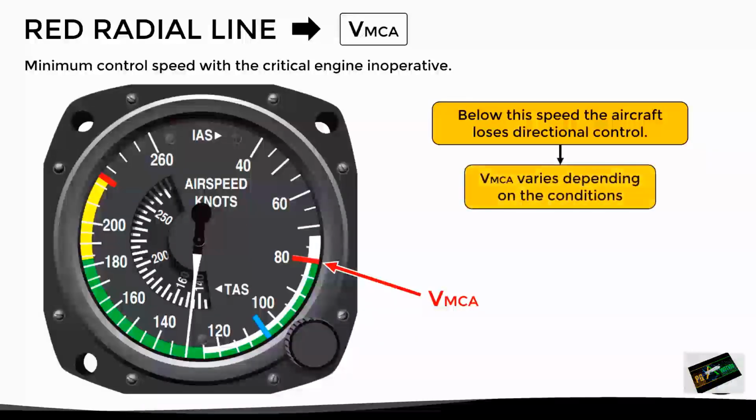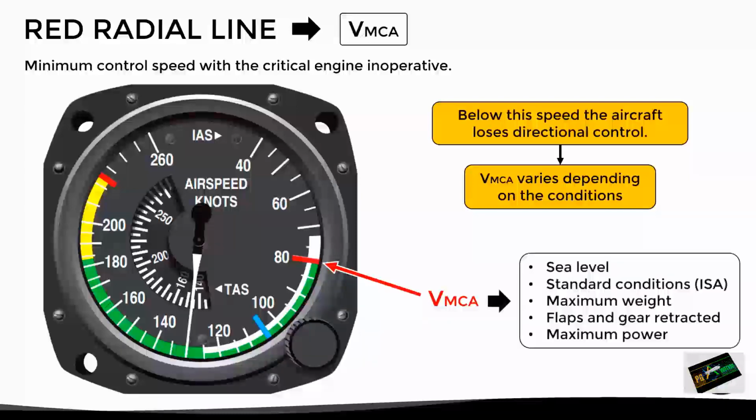So the speed marked in the instrument with this red line corresponds to the actual VMCA only under the following conditions: sea level, standard conditions, maximum certified weight, flaps and gear fully retracted, and maximum power in the operative engine. Again, if any of these conditions change, the VMCA will also change. With this we end the explanation about the colors and markings of the instrument. Let's now continue with the pitot static system blockages.